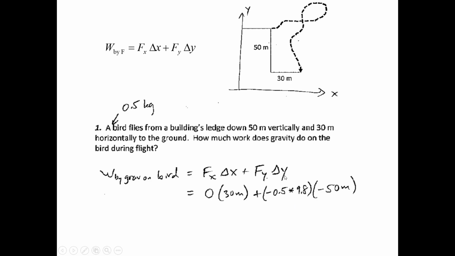And finally, my y displacement is also negative because we're going from a higher y to a lower y. So the displacement y component is minus 50 meters. Crunch that stuff in your calculator and you'll get 245 joules. So that's the answer to problem 1.